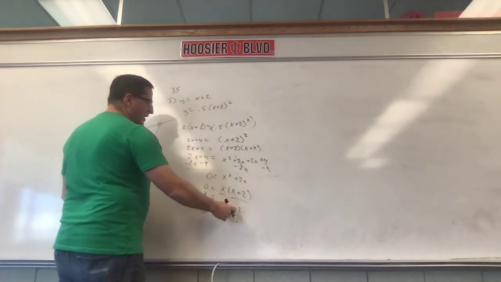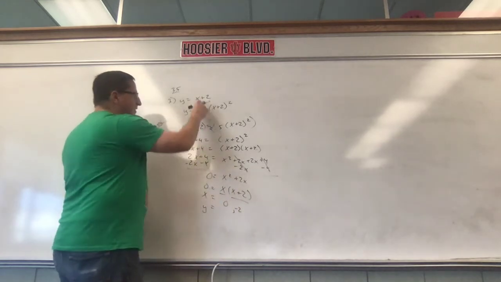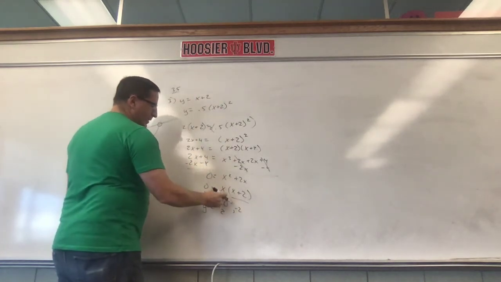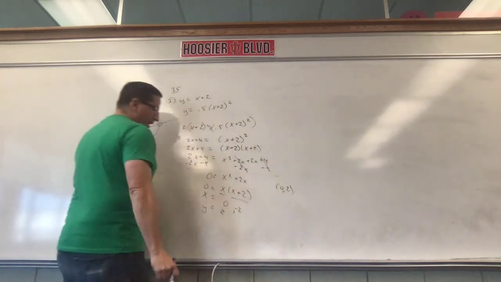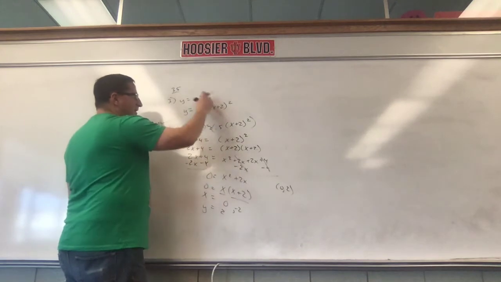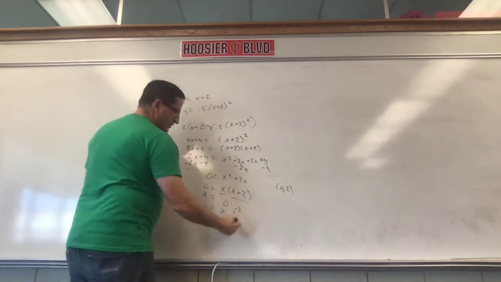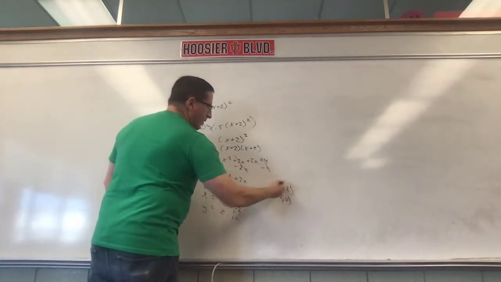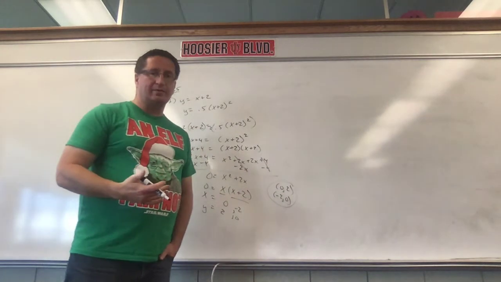We plug in 0 and -2 into either one of these. It doesn't matter. I'm going to use the top one. It's easier. If I plug in 0 here, 0 plus 2 is 2, so y is 2. Then I plug in -2, and if I plug in -2 here, -2 plus 2 is 0. So the parabola and the line touch at the points (0, 2) and (-2, 0).